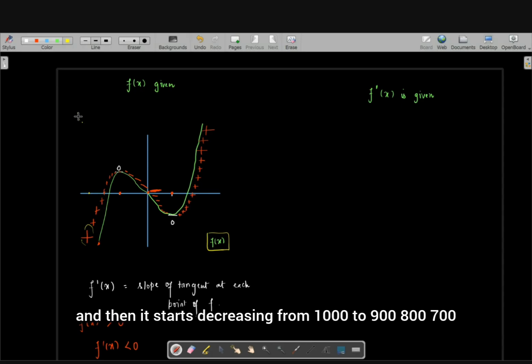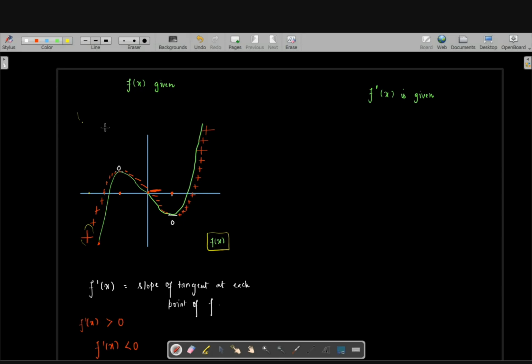And then it starts decreasing from 1000 to 900, 800, 700. It starts decreasing like this. And then eventually it will touch zero at this point. It will touch the x-axis.